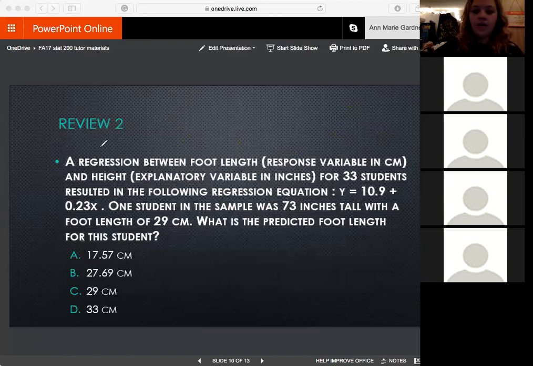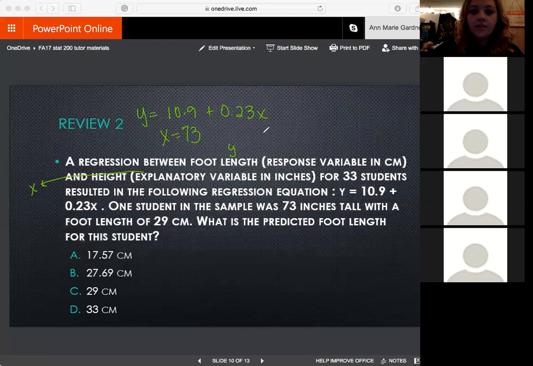Okay. So what I do for problems like this that are in paragraph form, I always want to pull out all the important variables that I'm going to use in my equation. Here's our equation again: y equals 10.9 plus 0.23x. Our one student in the sample was 73 inches tall, so that's going to be our x, because it says our regression equation between foot length, which is our response variable, so that's y, and height, which is our explanatory variable, so that's x. So x is going to be 73 in this case.